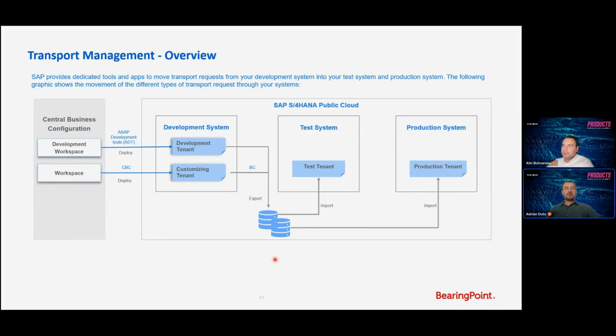The SAP Fiori app Export Customizing Transports is an app you can use to manage and export customizing transport requests. Here we have two types: the SAP Central Business Configuration transports, which are created and populated by SAP Central Business Configuration during CBC deployment, and business configuration transports, which are created by users during fine-tuning activities in the customizing tenant.